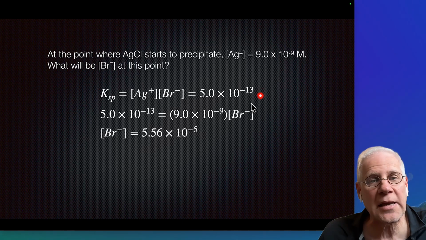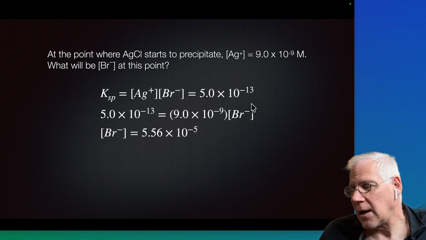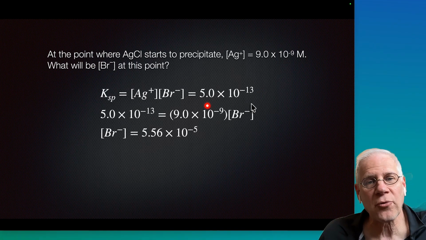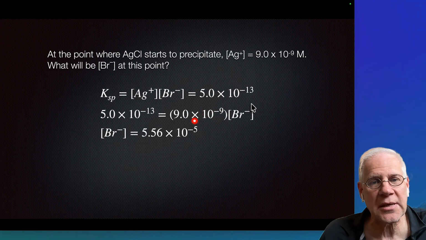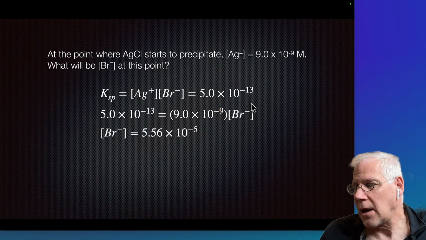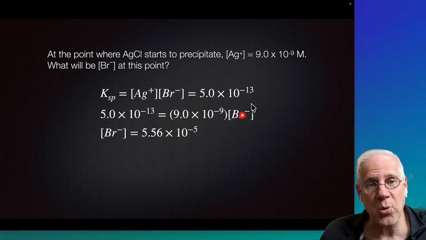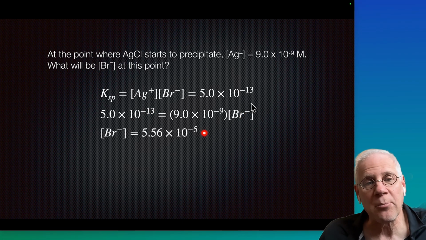I go back to my KSP for silver bromide. I know that right when the silver chloride wants to precipitate out, my silver ion concentration is 9 times 10 to the minus 9. I want to know my bromide ion at that point. And so I use the KSP for my silver bromide. And I see that my bromide ion concentration is 5.56 times 10 to the minus 5.